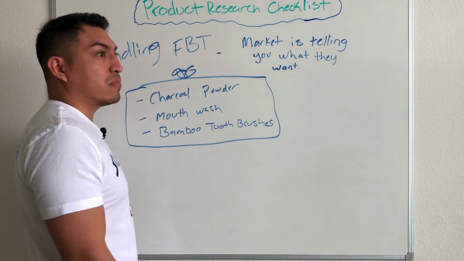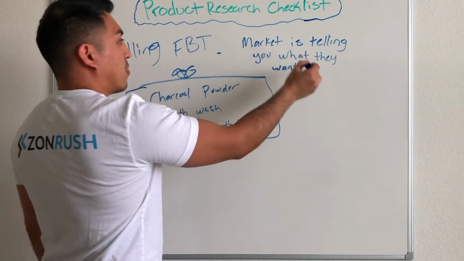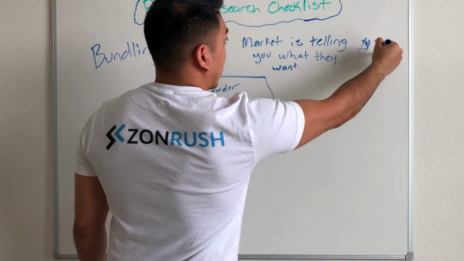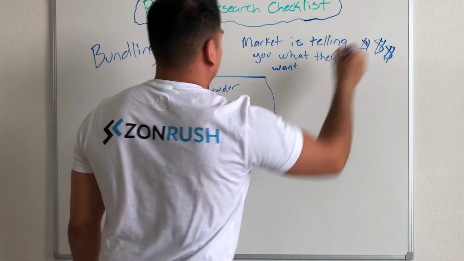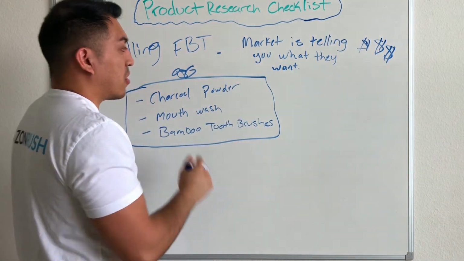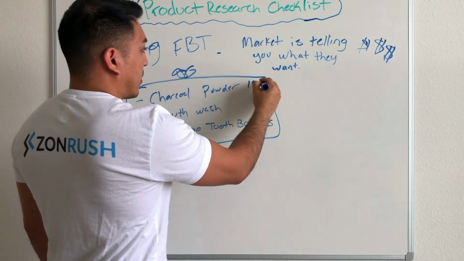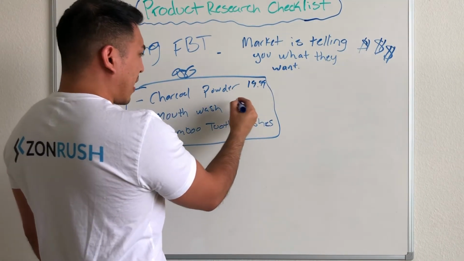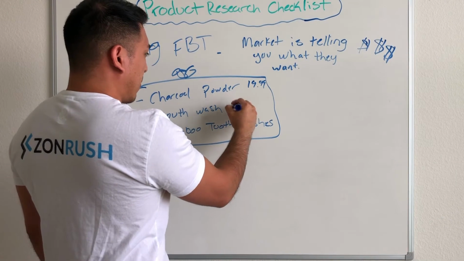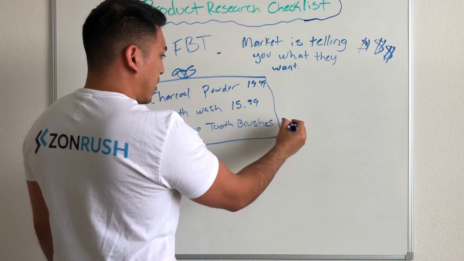You're not just saying, I hope this sells, or I wonder. No, the market is telling you where they're spending their dollars. They're telling you, take my money. So if you are putting these in front of these ideal customers, maybe individually you would have sold this for $19.99, maybe the mouthwash for $15.99, and the toothbrushes for $9.99.